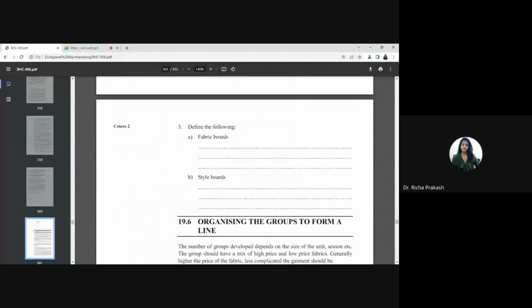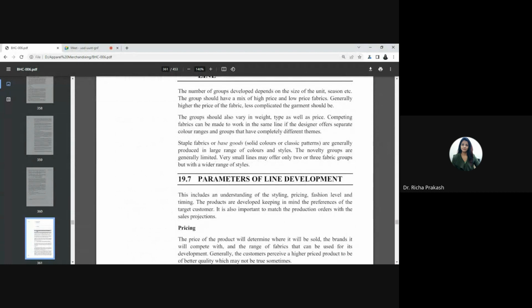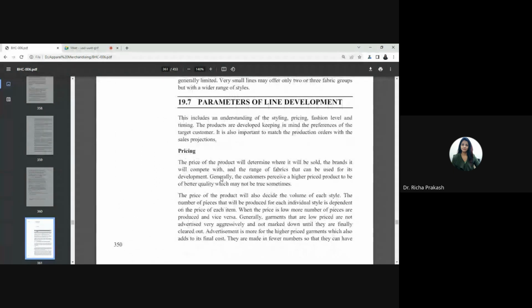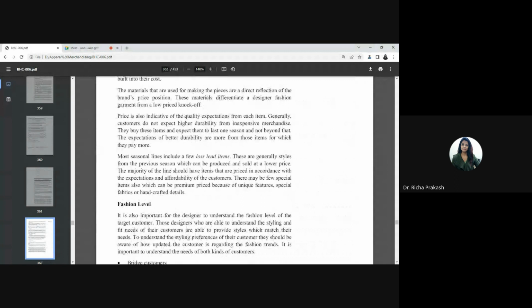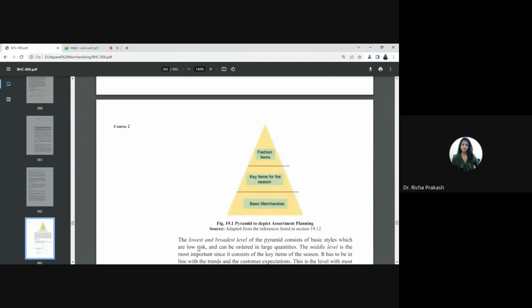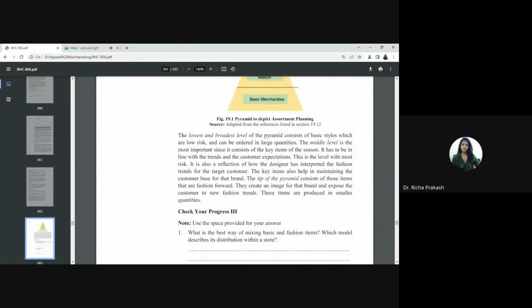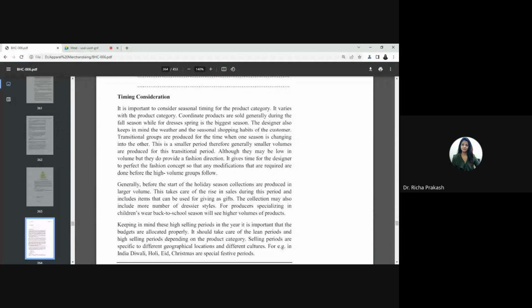Planning the color story, again the way we have talked about different boards, color story is part of that, which color has to be there in that particular collection of the line collection. Parameters of line development depend on pricing, of course, fashion level, and what kind of customers we are targeting. So what is the fashion level, either it's very high or low or the medium class, whatever it is. Pyramid to depict assortment planning: basic merchandise, key items for the season, and the fashion items. It is always the broadest when it comes to basic merchandise.